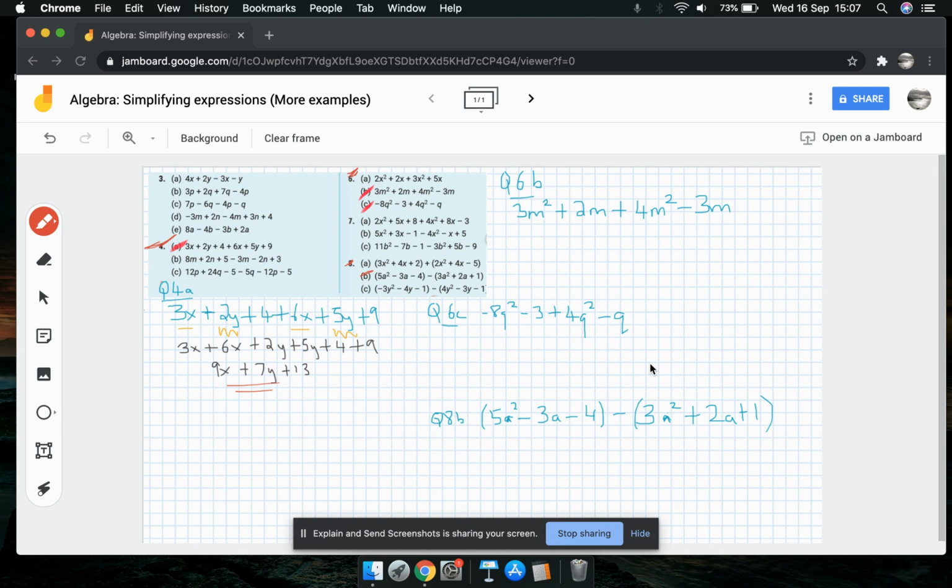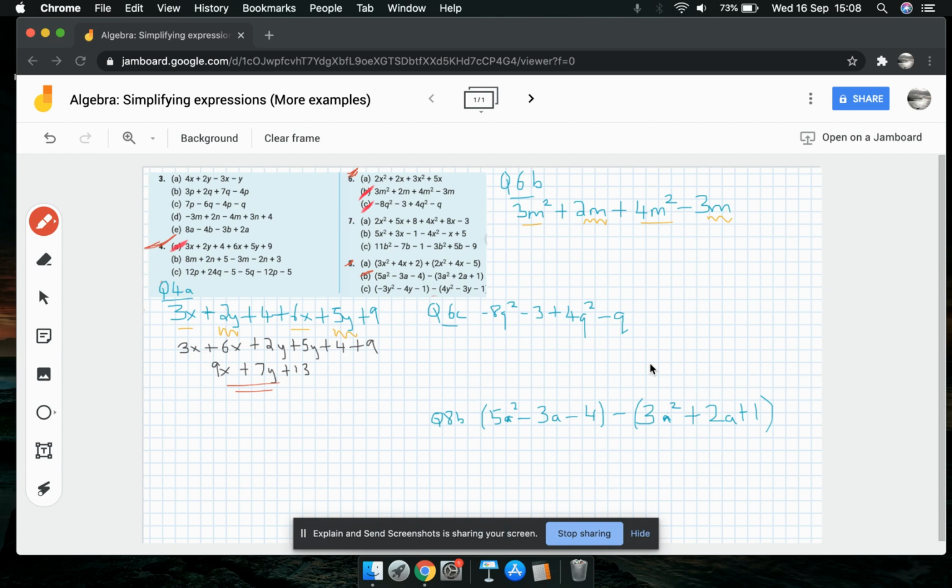So if we look here, we have question 6b. Again, we have like terms. The like terms here, well, we have m squared, m squared. Actually, m and m squared are unlike terms. So what we can do here is put a squiggly line under the m's because the m's are the same and the m squared are the same. What we want to do here is rearrange.